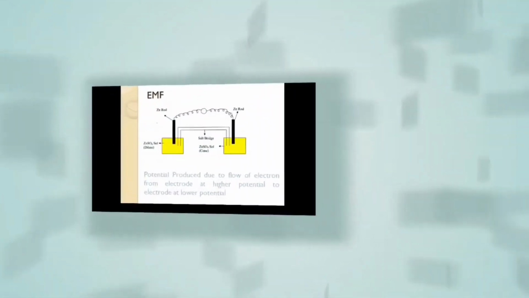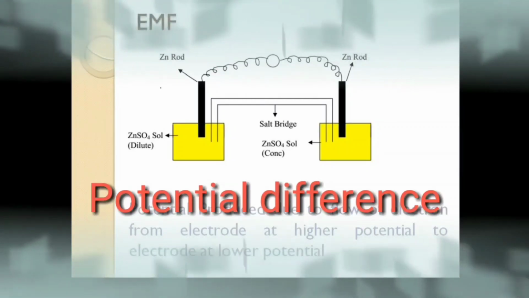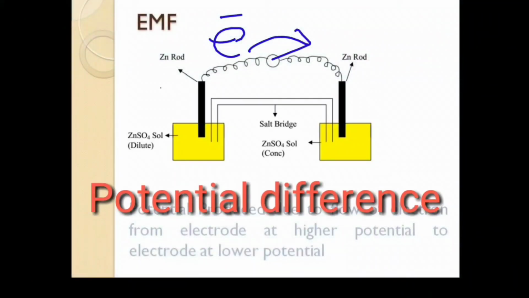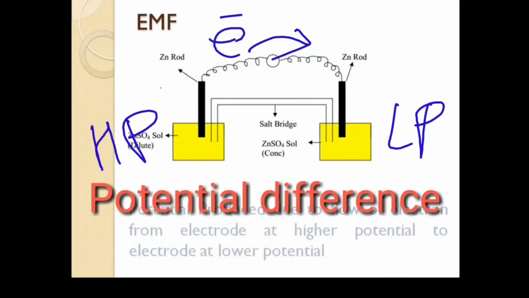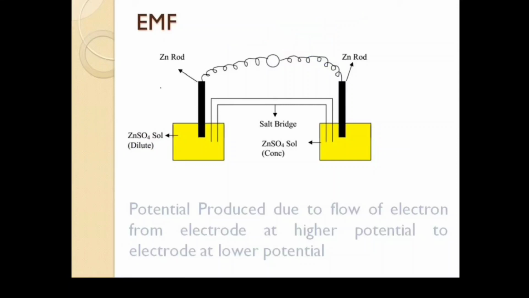Now let us discuss EMF. As you know, a potential difference produced due to flow of electron from the electrode at higher potential to the electrode at lower potential is known as EMF. Remember my friends, EMF is nothing but a potential difference. So in this sense, potential is nothing but EMF of a cell. So cell potential is nothing but EMF.